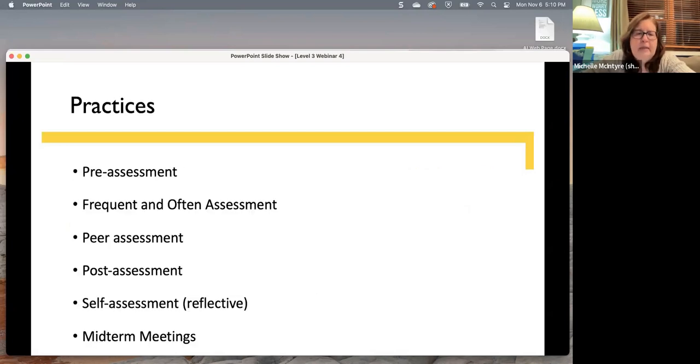So what does this mean? We're talking about a pre and post assessment, frequent and often assessment, peer assessment, self-assessments, and of course, midterm meetings. So we may see these in different forms throughout the course. And if you're missing any of these, now is the time to think about adding these as a powerful way for the students to self-assess their mastery and see their growth.